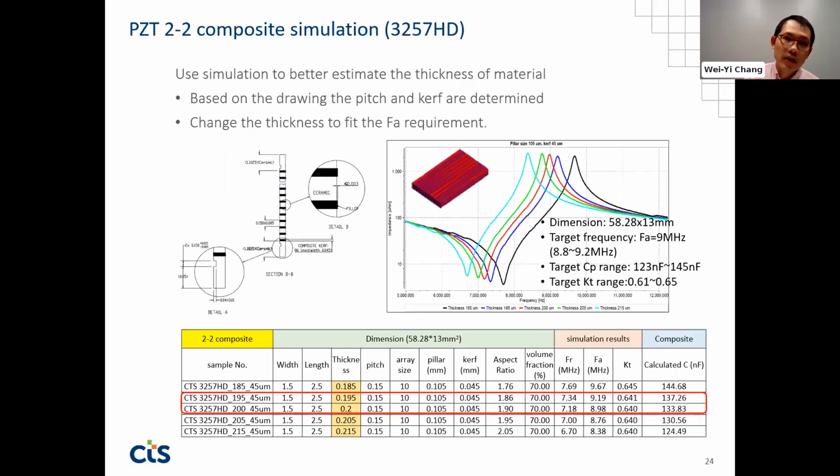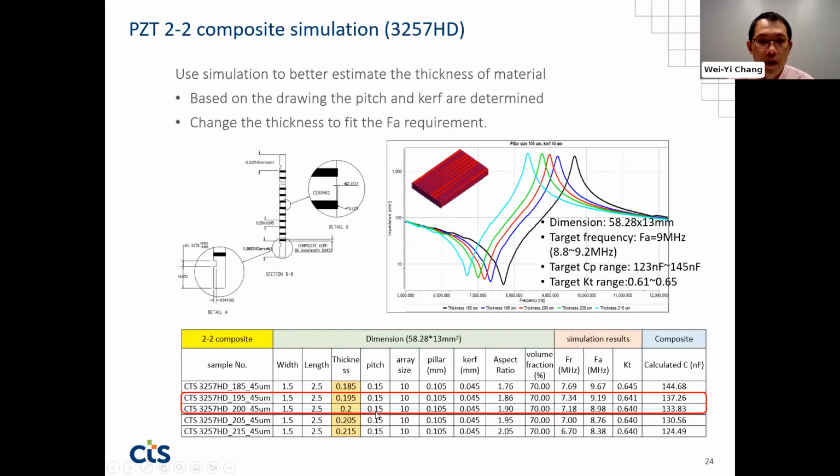And here is another 2-2 composite using a different material. Here we use 3257 as our material, and the target is 9 megahertz for anti-resonant frequency. They also need the capacitance between 123 nanofarad and 145 nanofarad, and KT needs to be above 0.61. So here is our simulation.